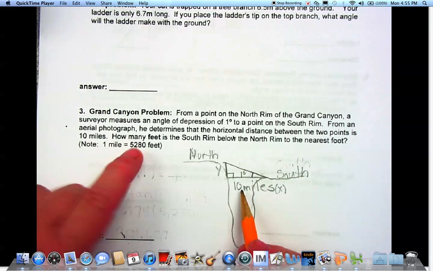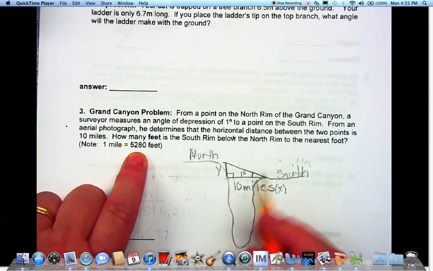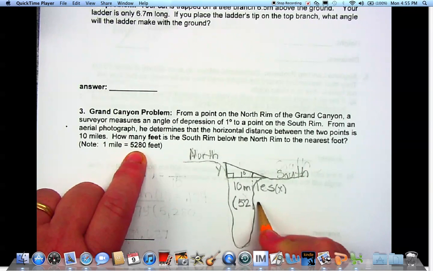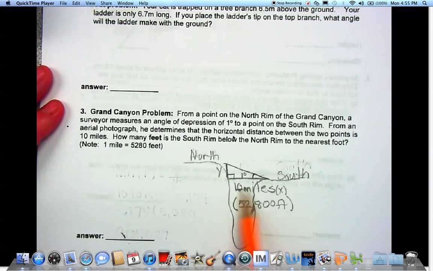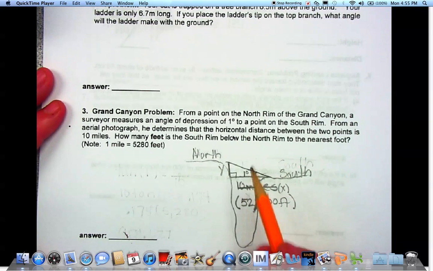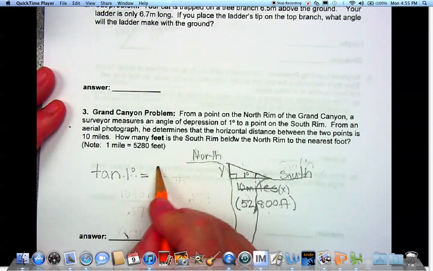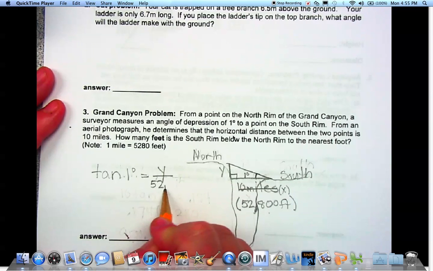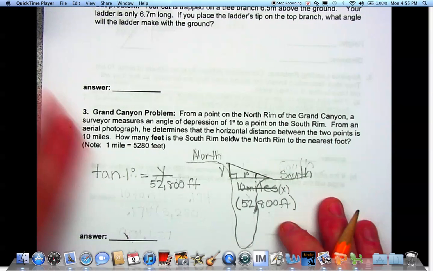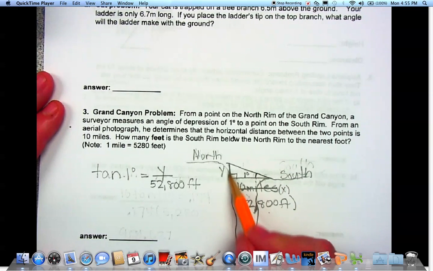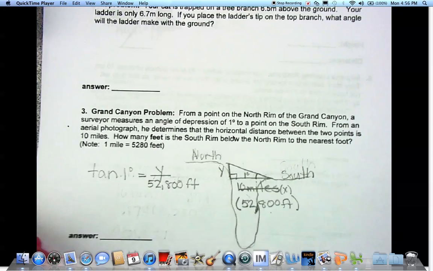Okay, but since we want it in feet, let's change 10 miles to feet. 1 mile is 5,280, so we're just going to multiply by 10, so that would be 52,800 feet. Okay, so we're going to use that instead of the miles. So you would set this up as a tangent. You'd say the tangent of 1 degree equals y over 52,800 feet. Okay, and then you want to solve for y. I'm going to get y by itself. And y would be the difference, how much taller the north rim is from the south rim. So find what y is, and that will be your answer on that one.